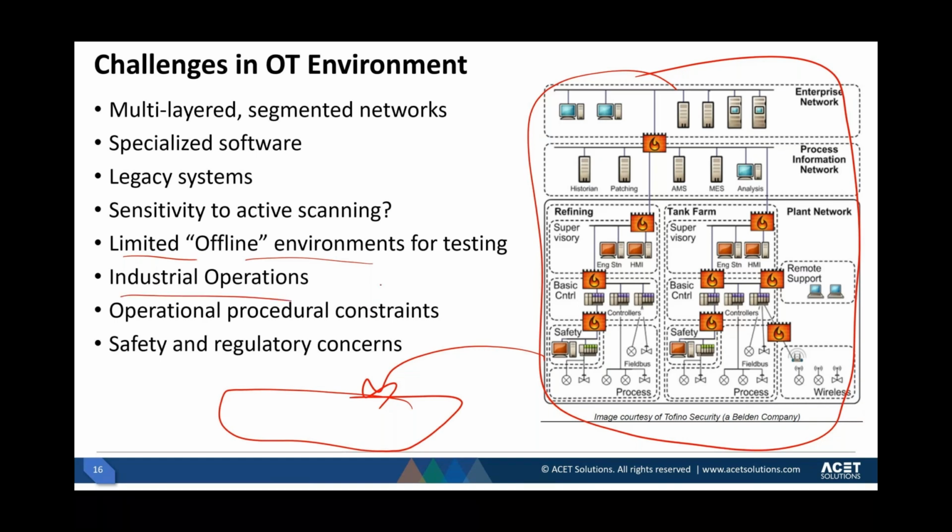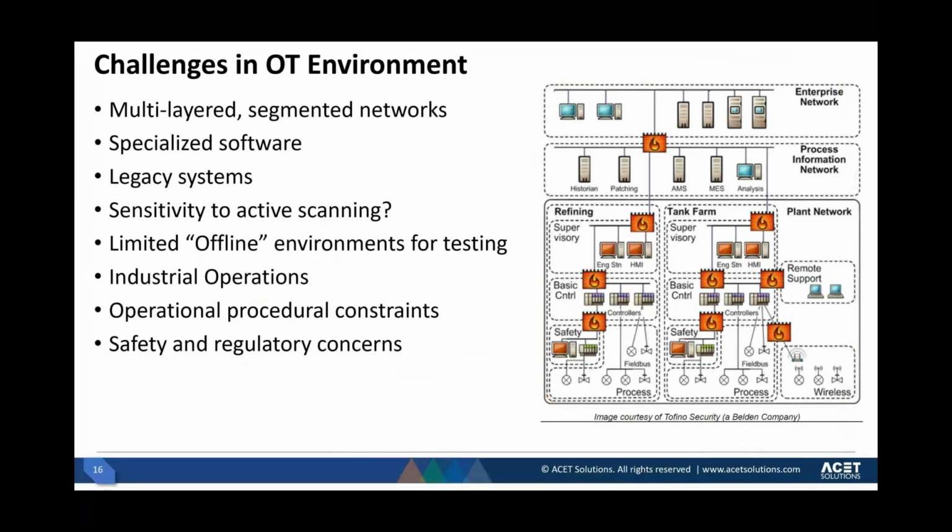The industrial operations themselves, there are operational procedures and constraints that you have. So the plant operations may not allow you to conduct certain activities. They may not even allow you to do a vulnerability assessment at some point in time. If the refinery or the plant is in a critical operational mode, they may even deny you to come in and do VA, and definitely not pen testing in that particular case. And then there are safety and regulatory concerns that prevent certain activities from happening in the OT environment. So the challenges are quite different from IT.